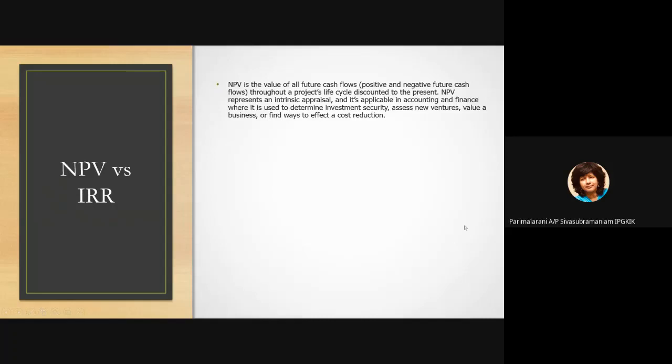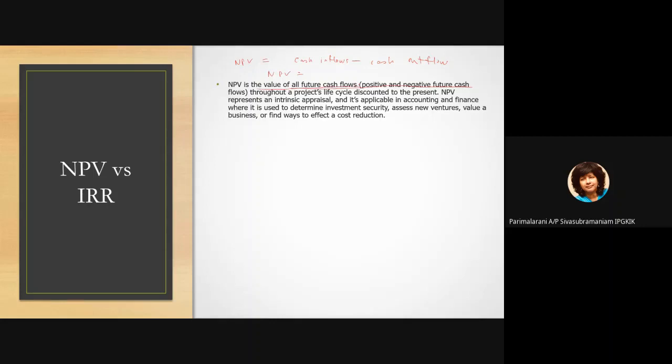Okay, just comparing a little bit between NPV and IRR. NPV is the value of all future cash flows throughout a project's life cycle. When they say the value of all future cash flows, positive and negative, we can say it is the value of cash inflows minus cash outflows.